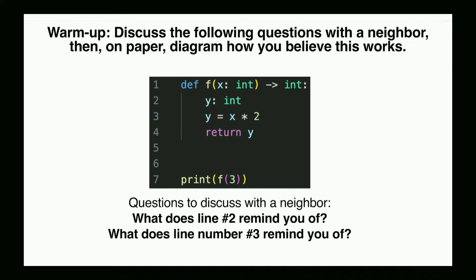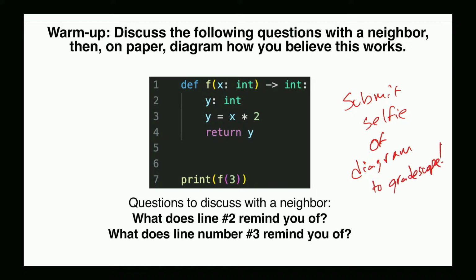So there's 2 questions to discuss with a neighbor. And then I'd like you to give a shot at diagramming this. And this will be what gets submitted to Gradescope for today's class attendance. So submit a selfie of the diagram. So I'm going to turn it over to you all to go ahead and discuss these 2 interesting questions given this code listing, and then work on a diagram. If you'd like to share your hypotheses with a TA, you're more than welcome to.